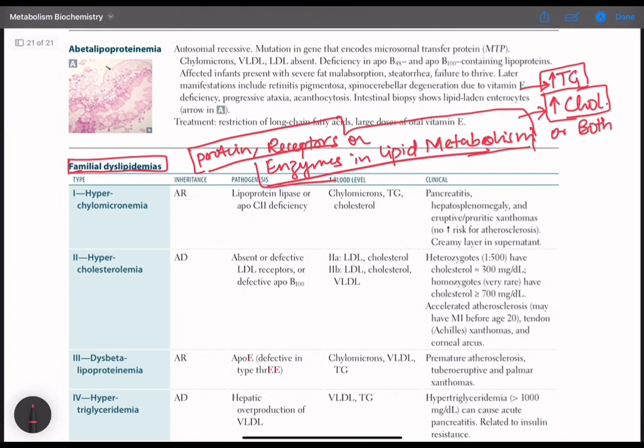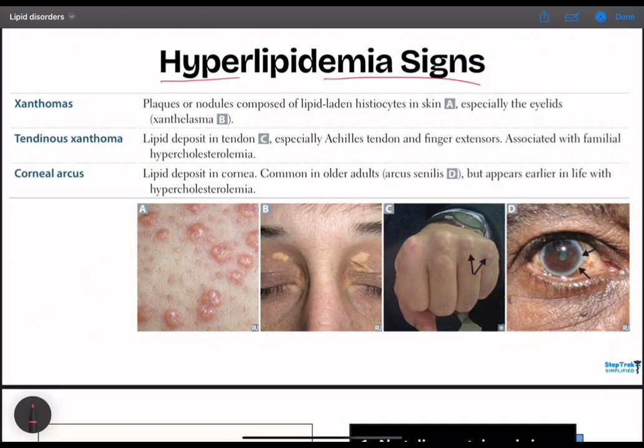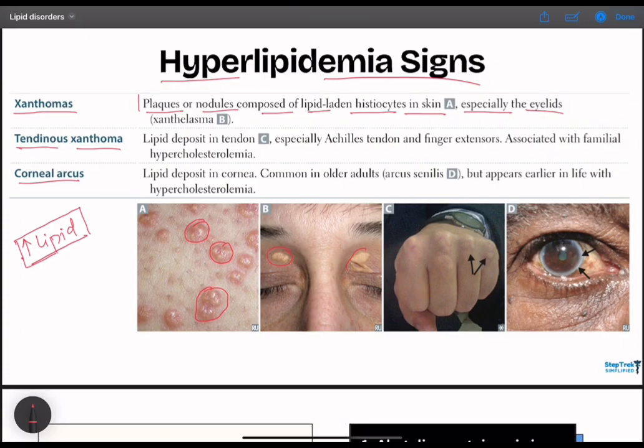Now, what are the signs of hyperlipidemia? Since these patients have higher lipid levels, the signs of hyperlipidemia are as follows. These patients may experience xanthomas, tendinous xanthomas, or corneal arcus. When the lipid content of our body increases, these high levels of lipid deposit in different parts of our body. When plaques or nodules composed of lipid-laden histiocytes deposit in skin, they are known as xanthomas. So xanthomas are plaques or nodules composed of lipid-laden histiocytes in skin. These are xanthomas. And when they are present on the eyelids, they are known as xanthelasmas.